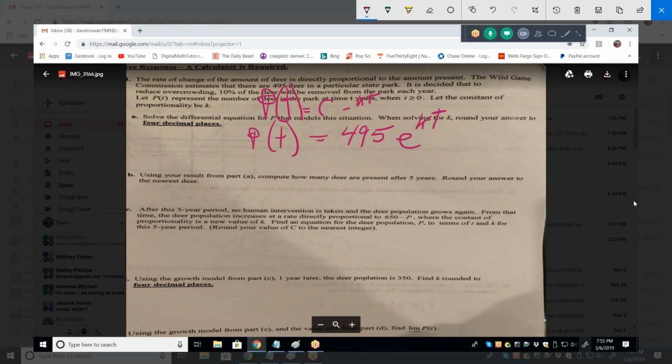Let's see. When solving for k, we got a 10% per year reduction. So this becomes 495 e to the minus 0.1 t. And there's our equation for the number of deer that are going to be present at any point in time.